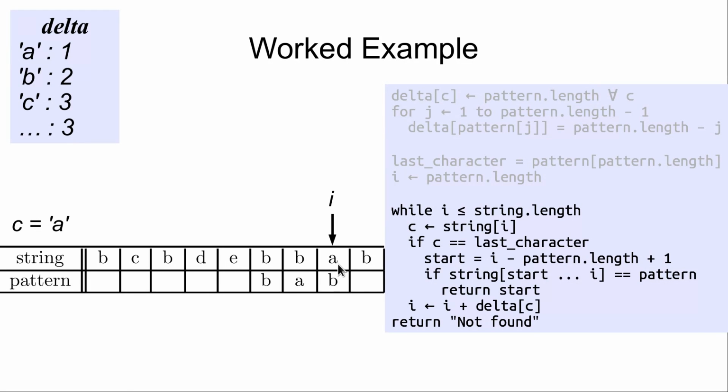A is not the last character in the pattern, so we look up A and shift by 1. B is the last character in the pattern. The proposed match matches the pattern, so the algorithm returns the offset of the beginning of the match, which in this case is 7.